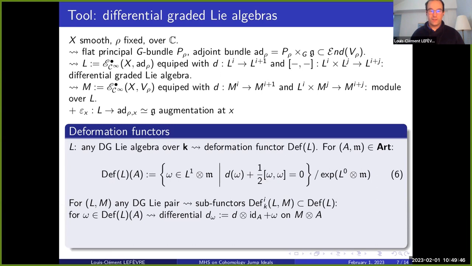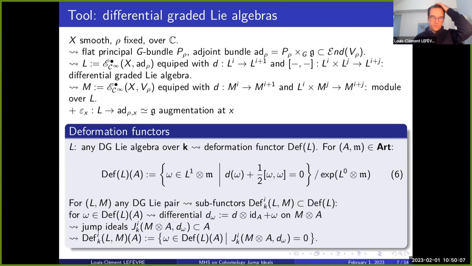This jump condition, well, you take omega in Def L, so this is like a Maurer-Cartan element. And this gives you a differential on M tensor A in this case. And there's a way to define jump ideals so that you define your deformation functor as omega in Def L such that the jump ideals of the complex M tensor A with the differential induced by omega are zero.